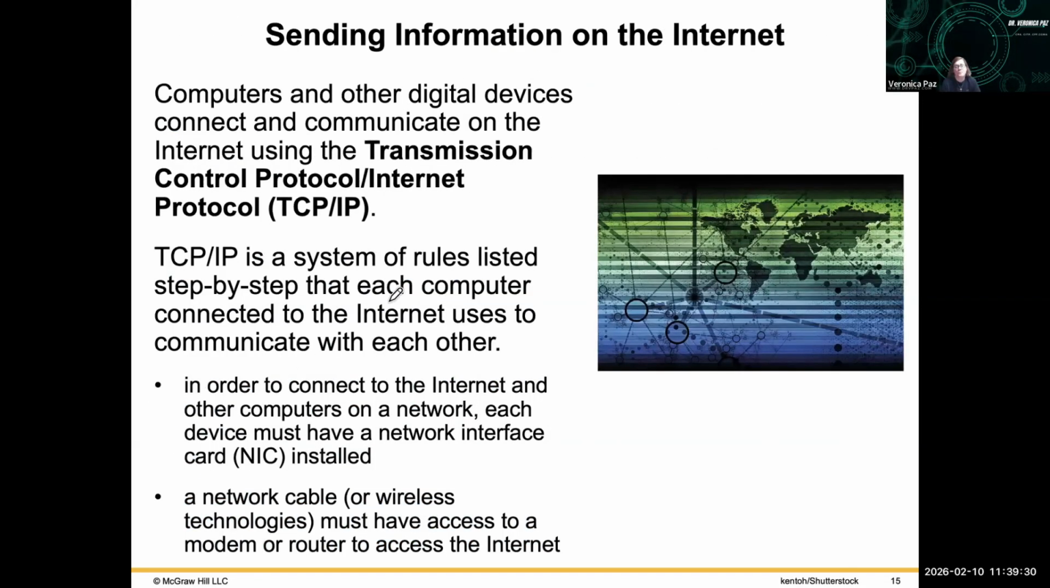So when computers and other devices communicate with one another, they use this TCP/IP. And it's just like we said, a system of rules. It's listed step by step what each computer connected to the internet is using. And in order to connect to the internet and other computers on the network, they need to have a network interface card, or some type of cable or wireless technology that allows you to connect to the internet.